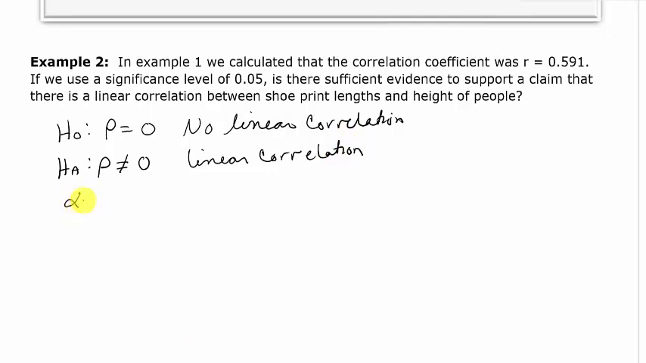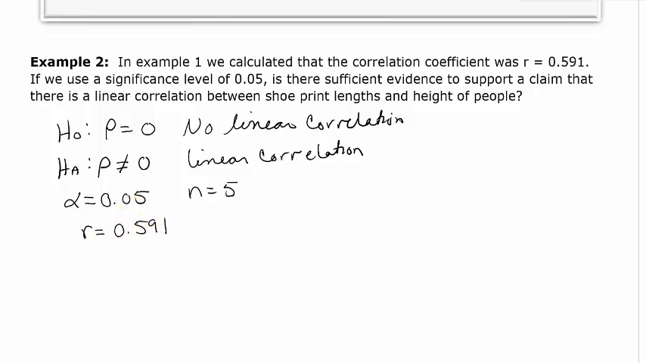So for our test, we have alpha is equal to 0.05. The value of n is equal to 5. There were 5 pairs of data in that sample. Our R value, the linear correlation coefficient, is 0.591. And now we want to find the value in the table that corresponds to this test.